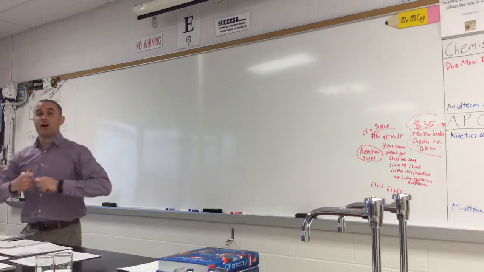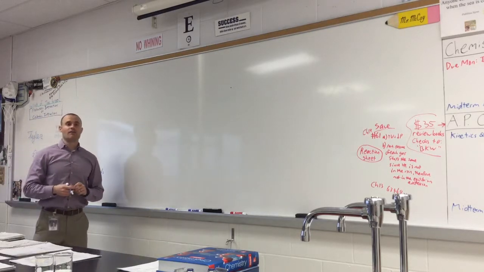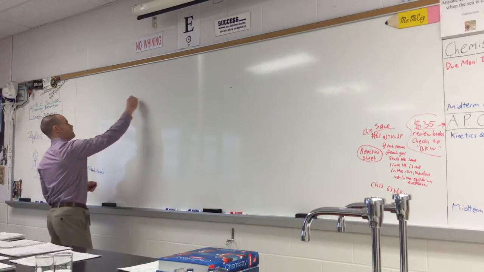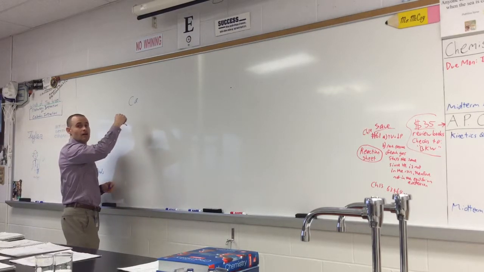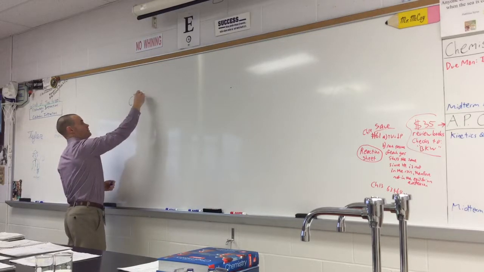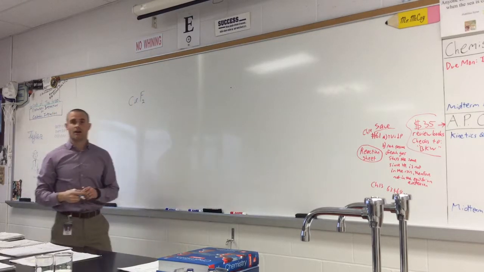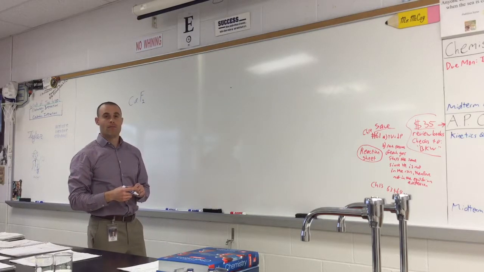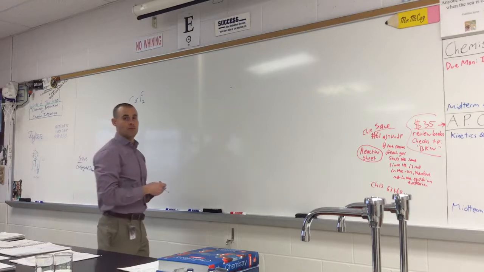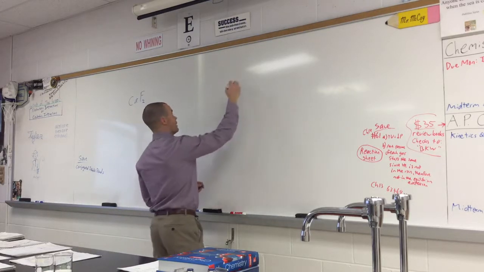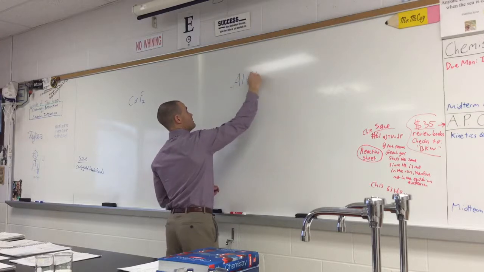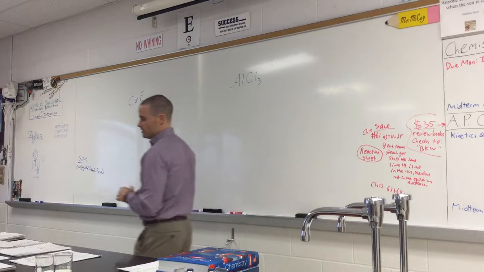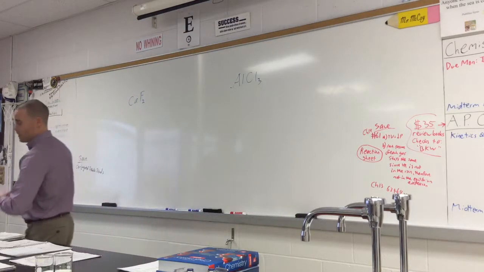Let's go with, okay, I'll give you a sort of easier one. Let's go with calcium, we'll go with the F again. Calcium fluoride, CaF2. I'll just give you the compound. And then we'll go aluminum chloride. So I'll do that one right here. AlCl3. So if you remember how to do the dot structures, great. If not, then do everything else I asked.